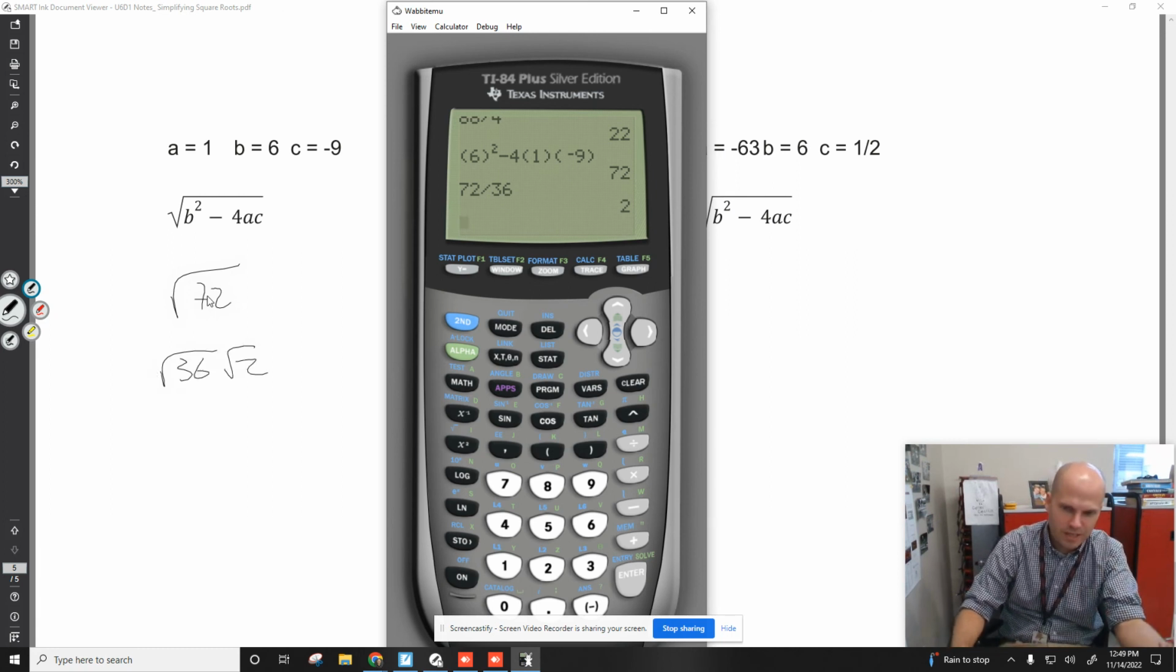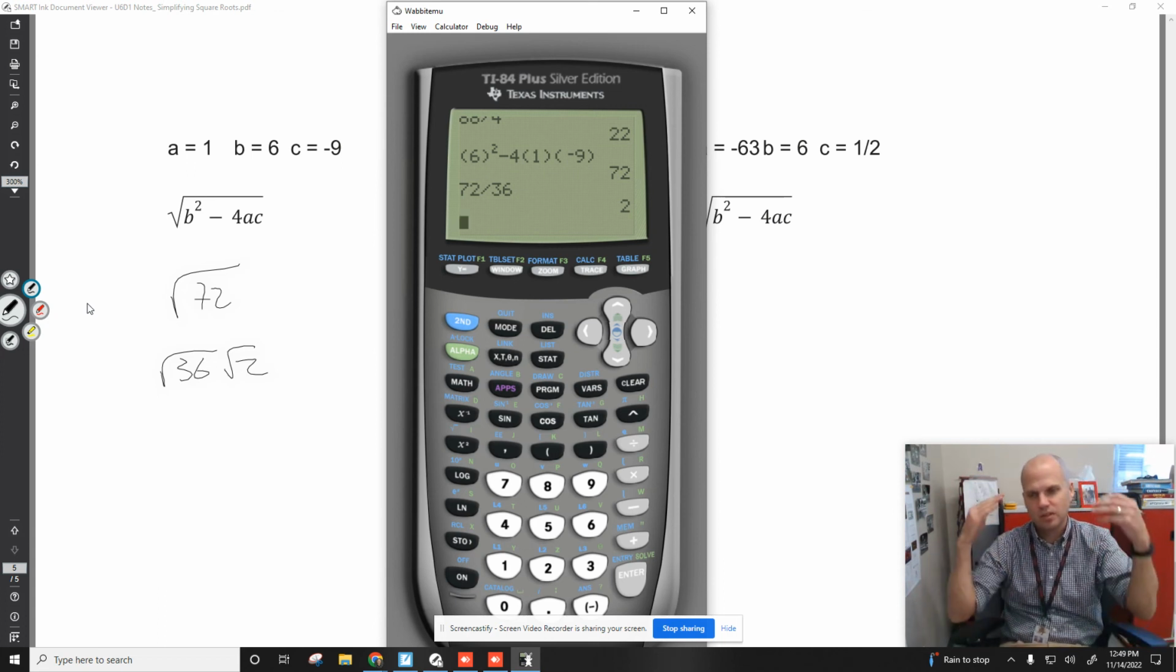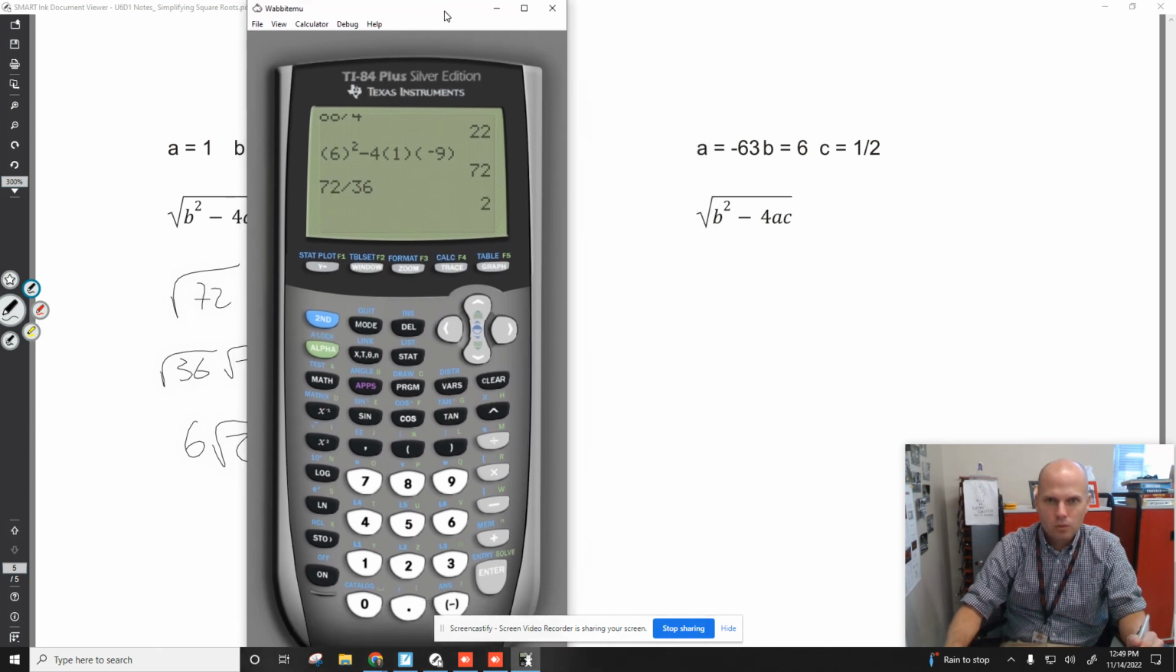Let's say you just pick 9. You'd have 9 times 8. 8 you can do 4 times 2, which is 2 root 2. So you would not have gotten the largest perfect square. Start with big numbers. Start with the biggest numbers. 6 root 2.